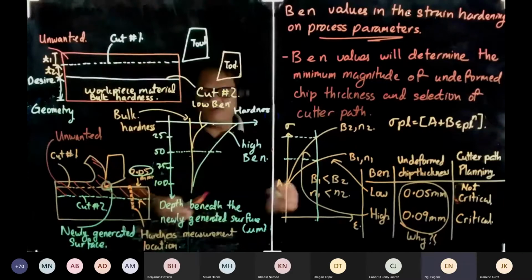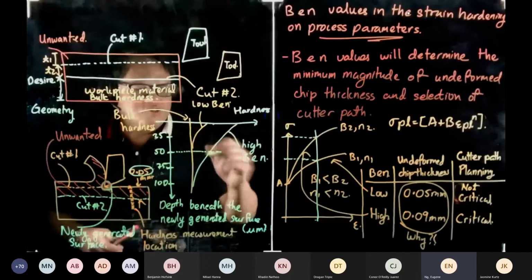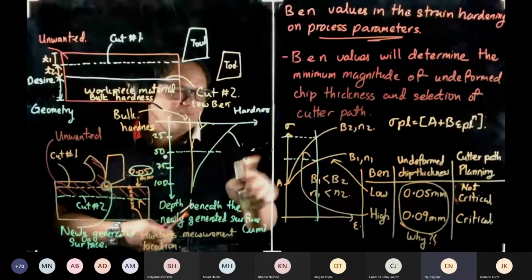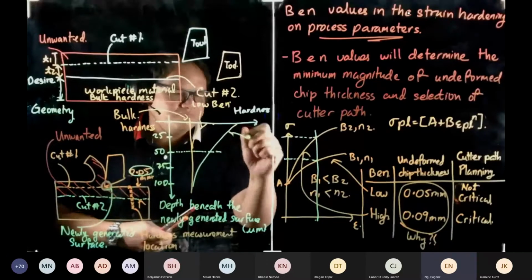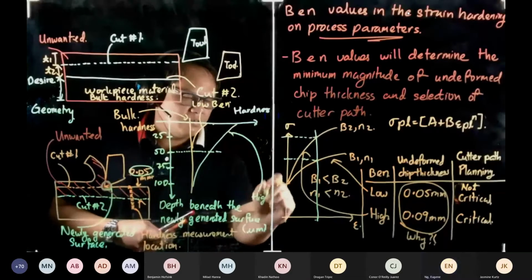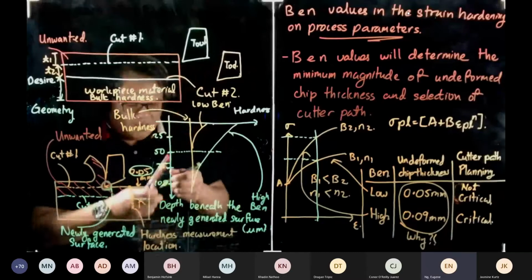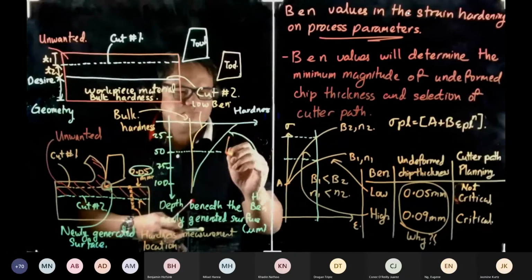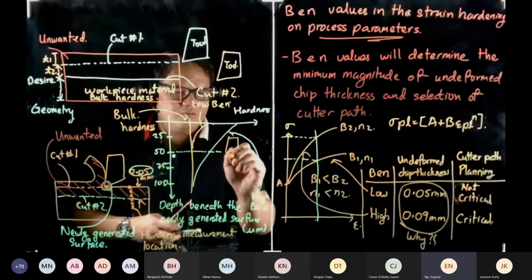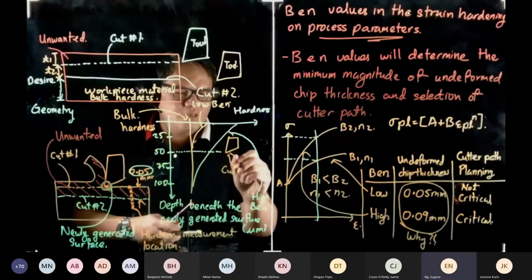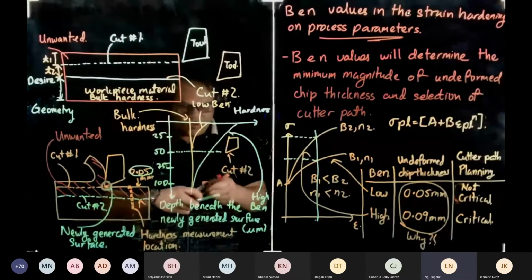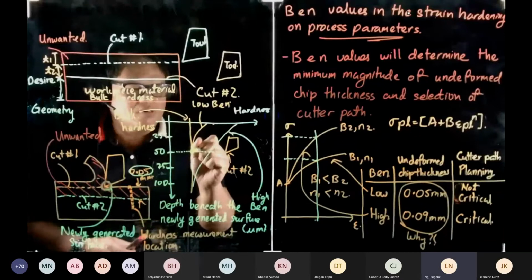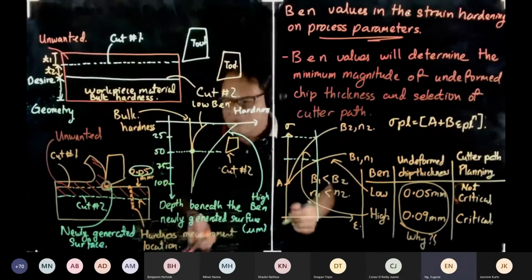What you see over here, right? So I'm going to draw your tool. This is for high BUE. So when your cut number 2 comes in, what is cut number 2 going to see? If your BUE is low, the hardness will have recovered to its bulk hardness.